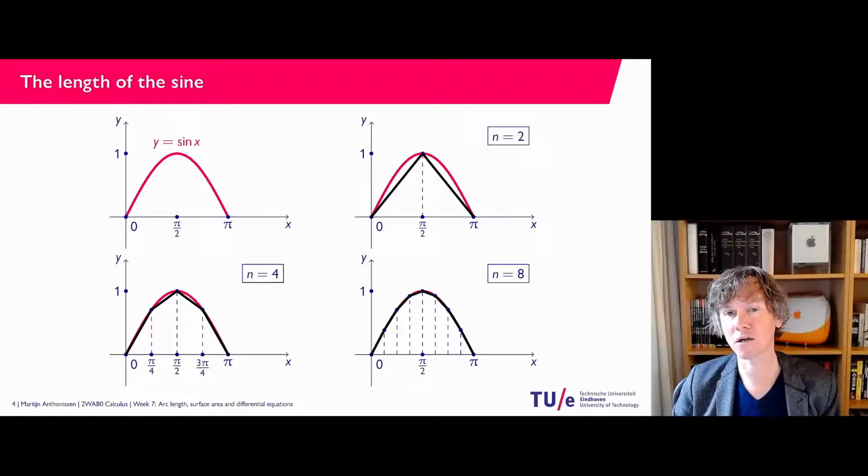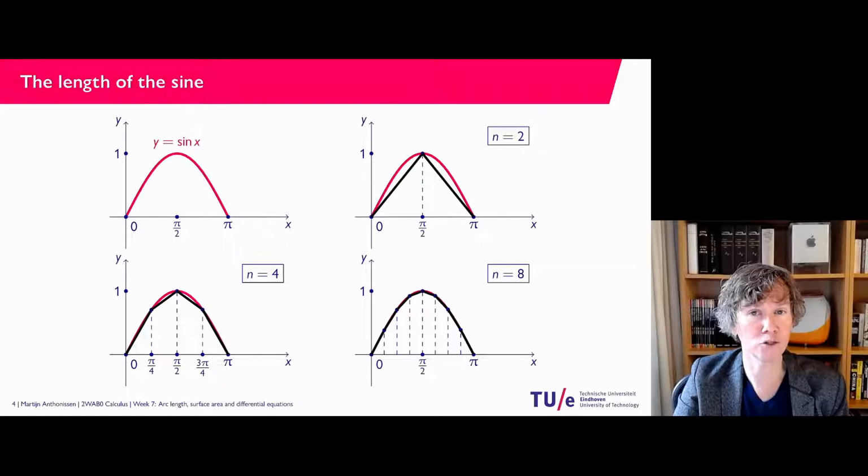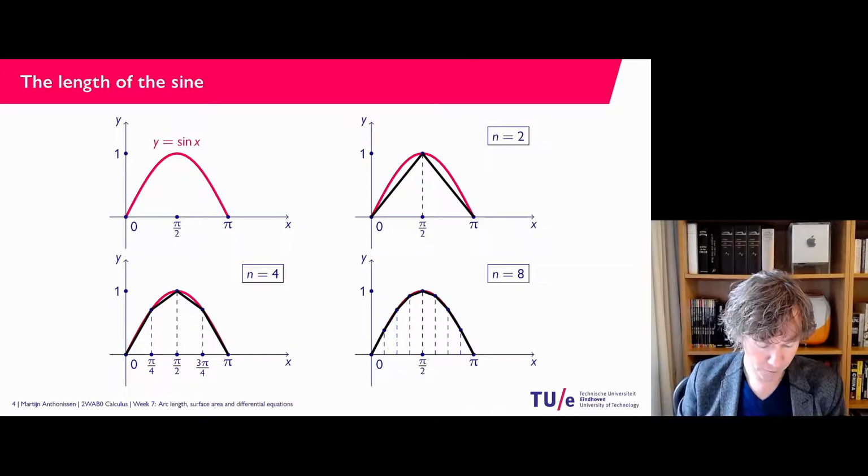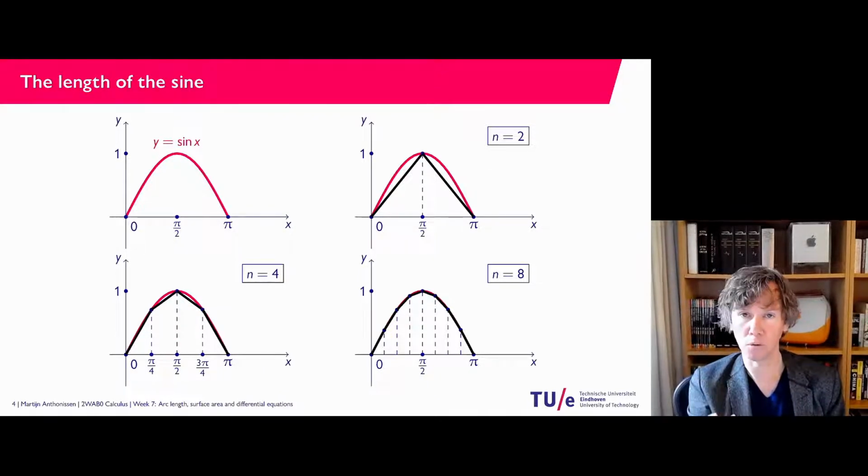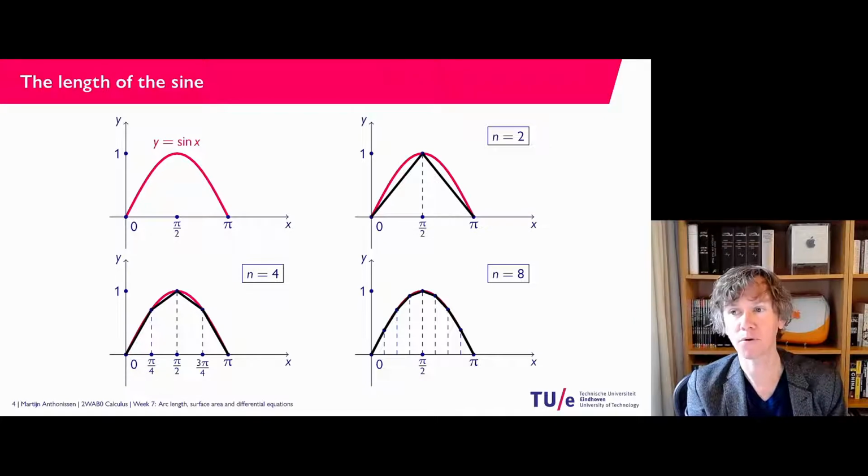And here you can hardly see the red graph anymore, so it already gets pretty accurate. And you can do that with 16, 32, a million, whatever. And of course, what we would like to do mathematically is let n, the number of line segments, go to infinity. And then the distance between points on the horizontal axis: here it was pi over 2, here the distance is pi over 4, here the distance is pi over 8. We let that shrink to 0. And the approximation we get is better and better.